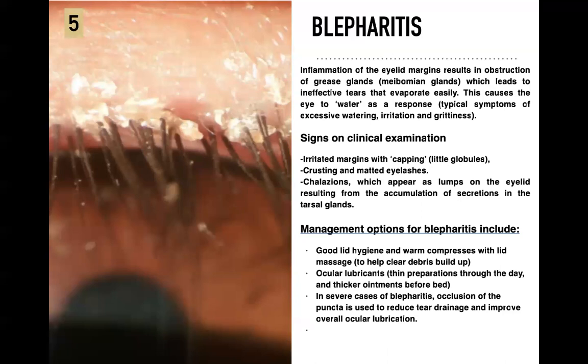Management options for blepharitis include good lid hygiene and warm compresses with lid massage to help clear the debris which has built up. Ocular lubricants: thin preparations through the day, and thicker ointments before bed. In severe cases of blepharitis, occlusion of the puncta is used to reduce tear drainage and improve overall ocular lubrication in case of associated significant dry eye.